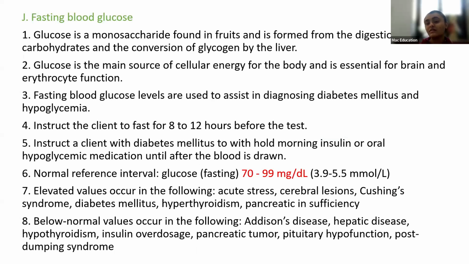To determine whether the client is suffering from diabetes mellitus or hypoglycemia, we check the level of glucose in the blood, which is called fasting blood glucose. What is the normal range of FBS? 70 to 99 mg per dl. Yes, the fasting blood sugar's normal range is 70 to 99 mg per dl.